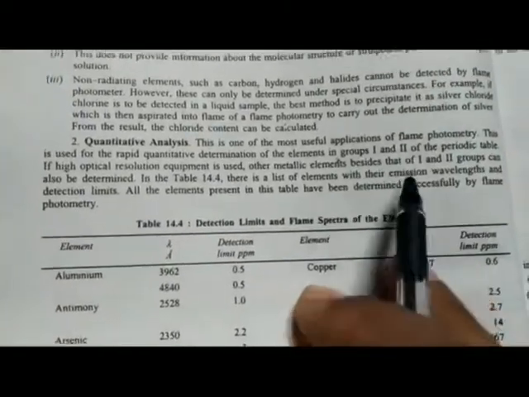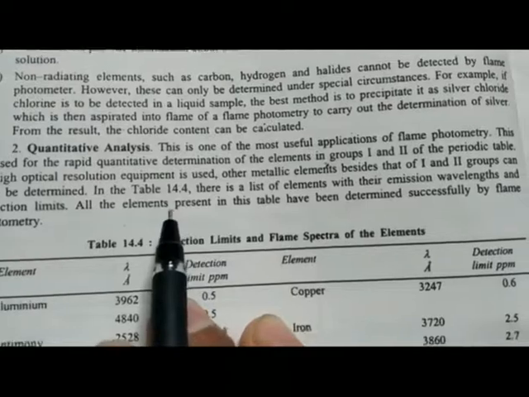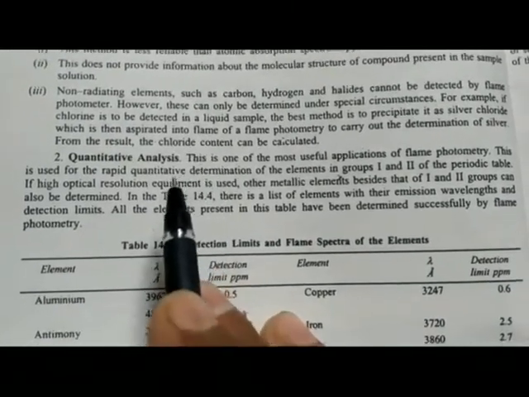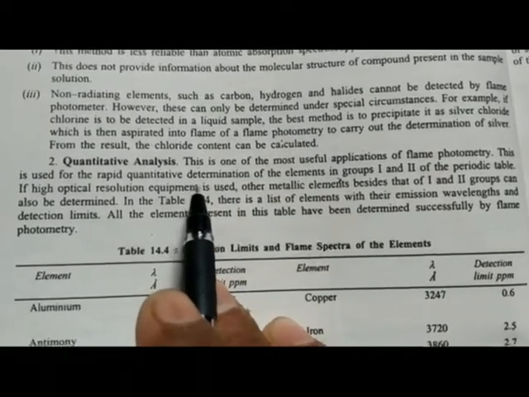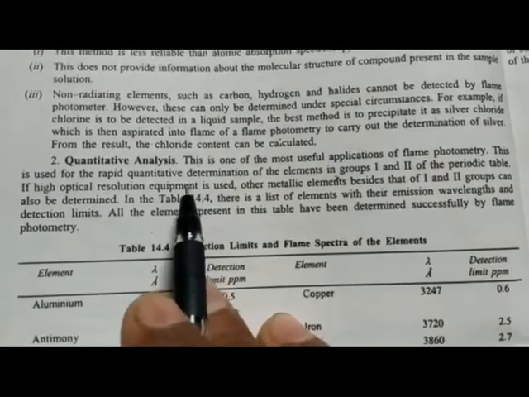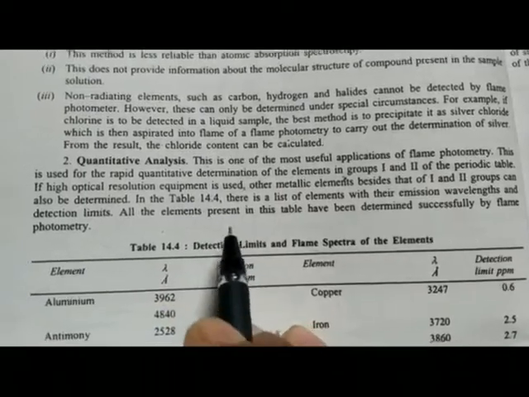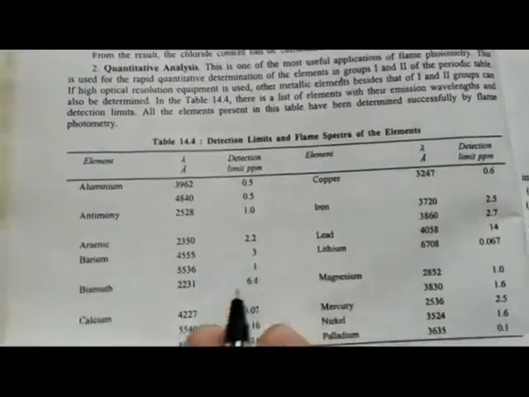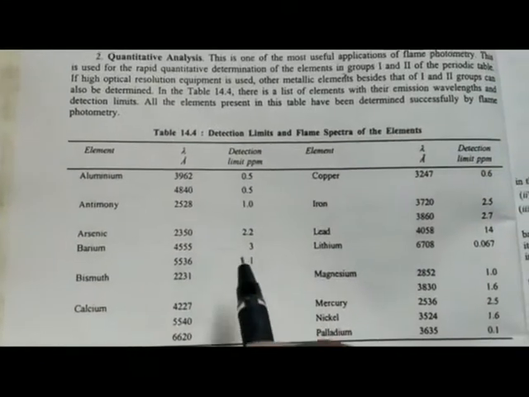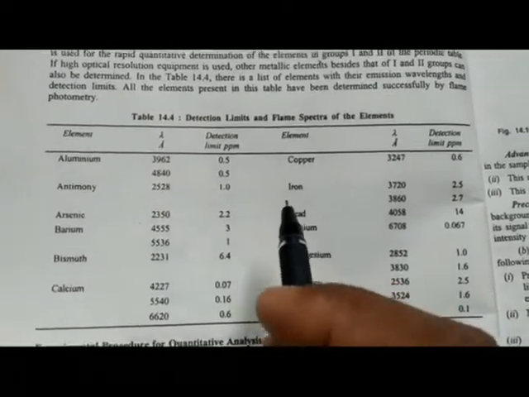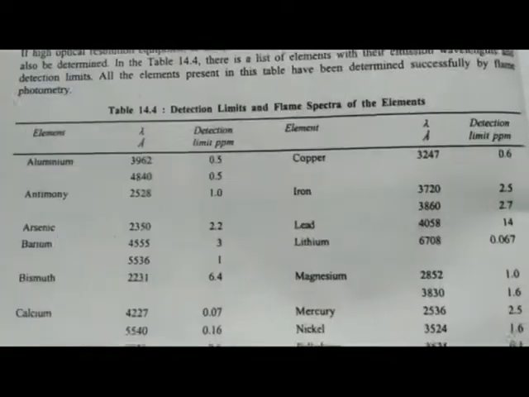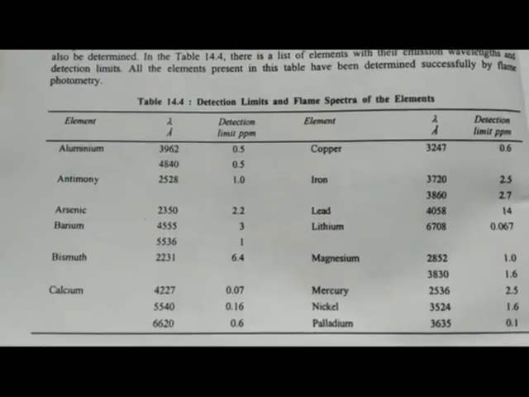The second is the quantitative analysis. This method is a rapid quantitative determination of group first and second elements in the periodic table. This is the first instrument to come, and more advanced are atomic absorption spectroscopy, X-ray, and ICPS. These are more advanced than the flame photometer. The flame photometer is a simple instrument.